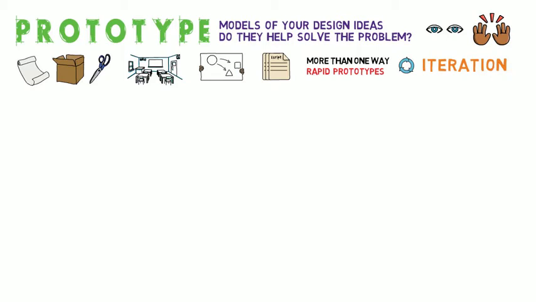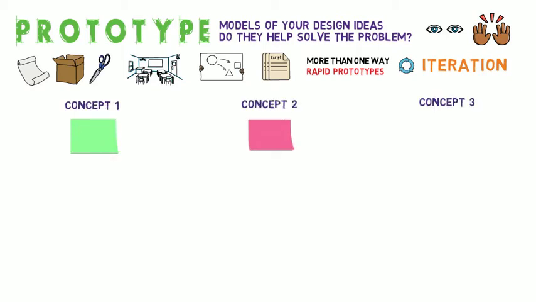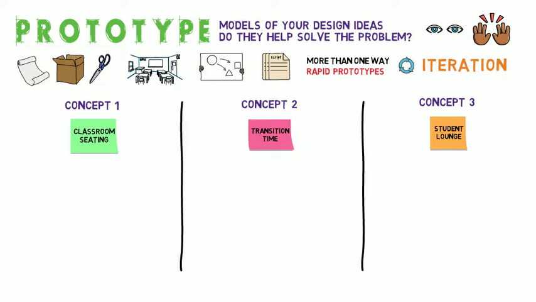The team at Braintree Academy is excited about a lot of their ideas. They decided to combine ideas into 3 different design concepts and see what has the greatest impact. Their 3 concepts are creating varied classroom seating, making transition time more student-friendly, and creating a student lounge. The students begin by sketching and diagramming their ideas. This helps them work out missing details and also helps them identify what they need to create in their prototypes. After they finish drawing, they gather supplies and start prototyping.